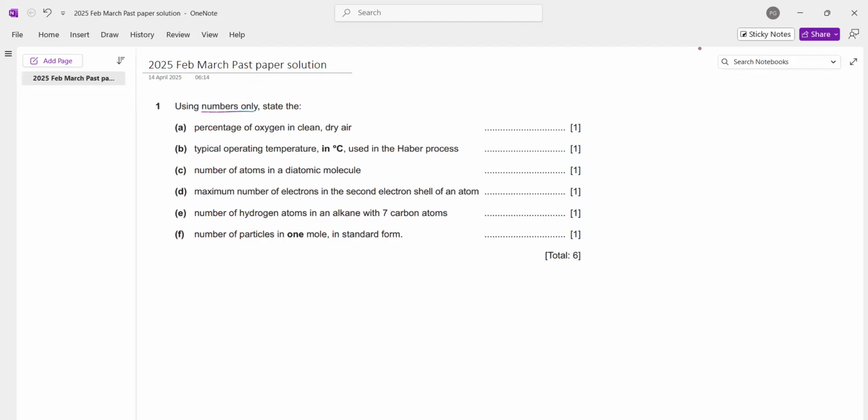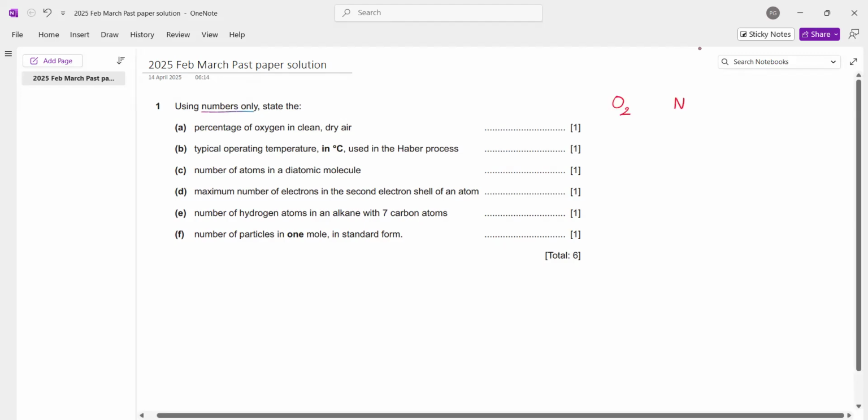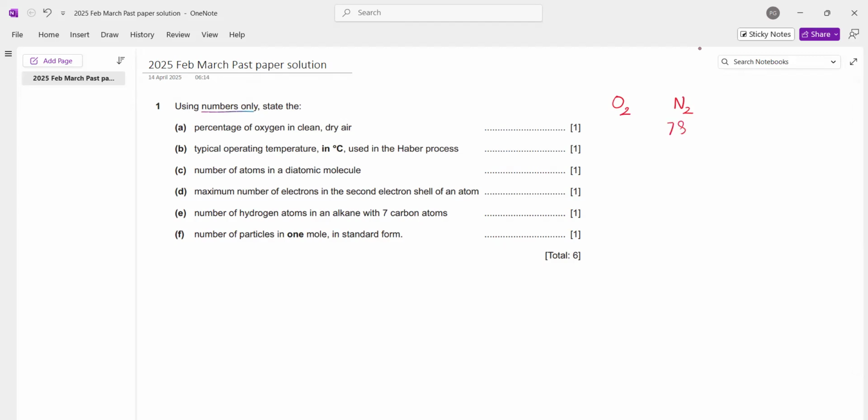So dear children, we should know that we have majorly oxygen, nitrogen and other gases in the atmosphere, where nitrogen is 78%, oxygen is 21% and other gases are 1%. So they are asking the percentage of oxygen, so it's going to be 21%.